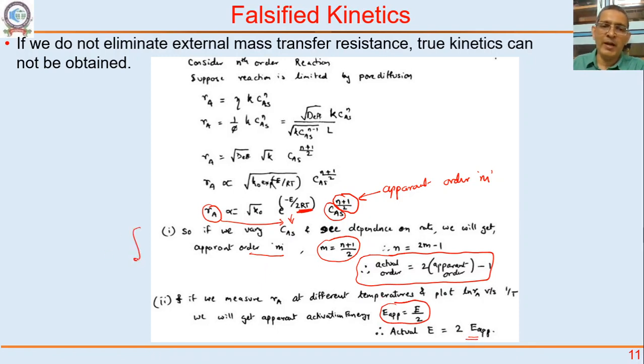So if I do measurements, vary concentration and get the order, vary temperature and get energy of activation, we are going to get false information. What is the false information? Apparent order. Actual order is different from apparent order. Actual energy of activation is different from apparent activation energy, right? So we need to ensure that even when we are measuring kinetics, even the internal mass transfer or pore diffusion limitations are eliminated. Think about how we are going to do this.